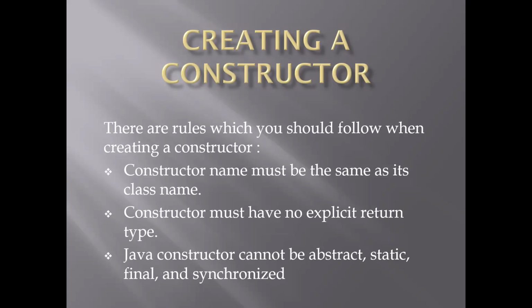Second, a constructor must have no explicit return type. If you remember last session when we talked about methods, we said that each method has a return type, which refers to the expected output of the function. But in a constructor, we don't have any return type.